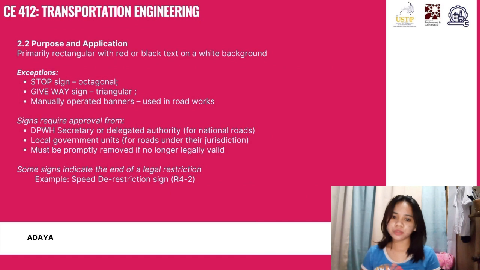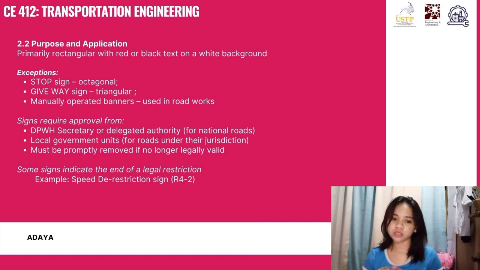So in 2.2, the purpose and applications. So most of the regulatory signs are rectangular in shape with either a red or black legend on a generally white background. And then the notable exceptions to this are stop signs, which are octagonal, give way, which is triangular, and some manually operated banners used in roadworks.